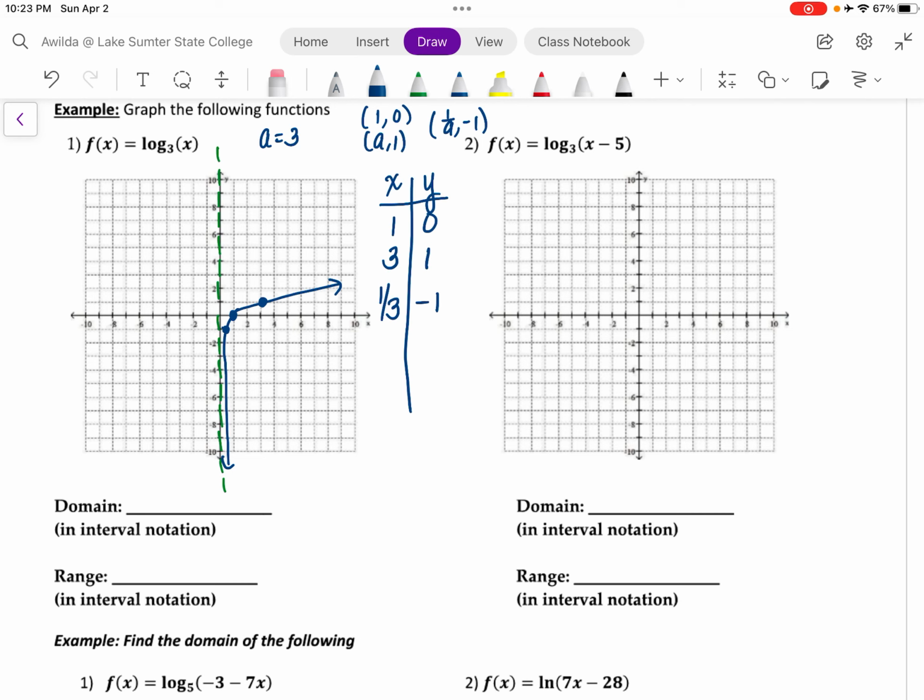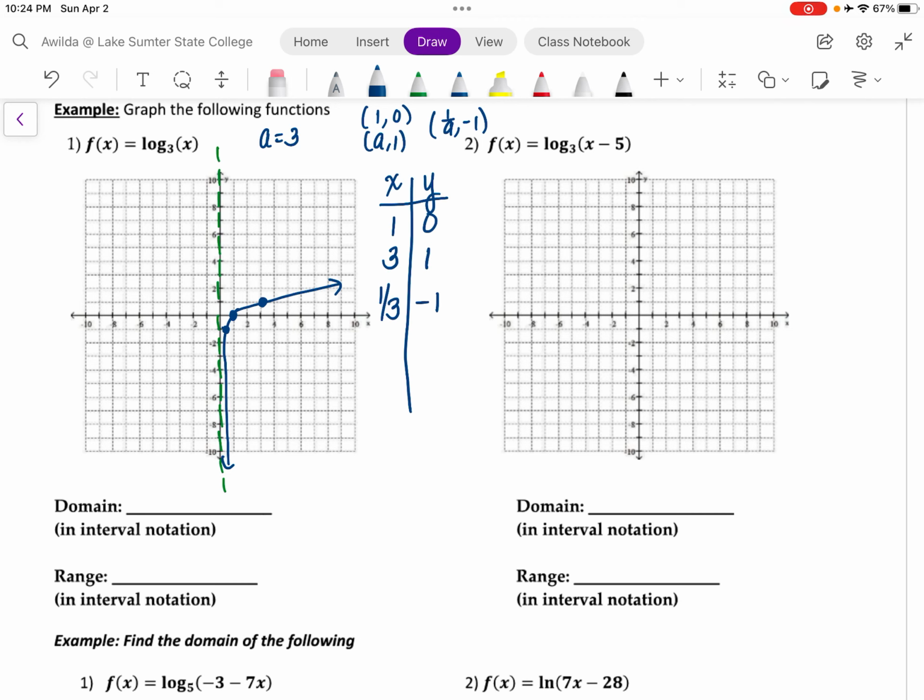Now this is the overall shape for all logarithmic functions. In fact, you'll see that if you apply what we learned at the end of Chapter 3 about inverse functions, reflecting this graph over the y equals x line will give us the graph of f of x equals 3 to the x power. In other words, the exponential function with a base of 3.